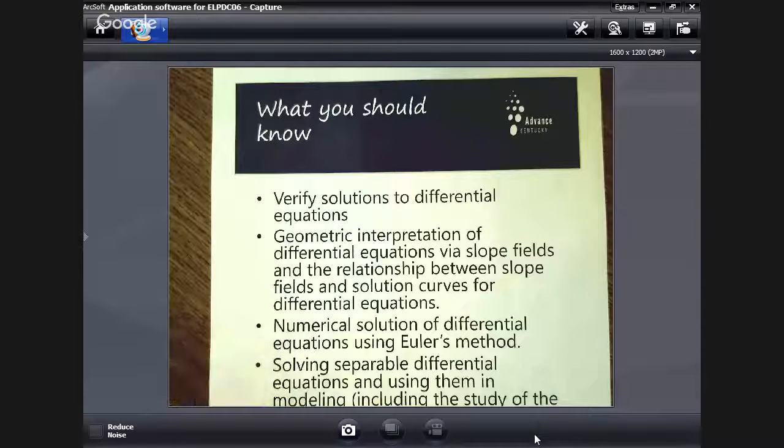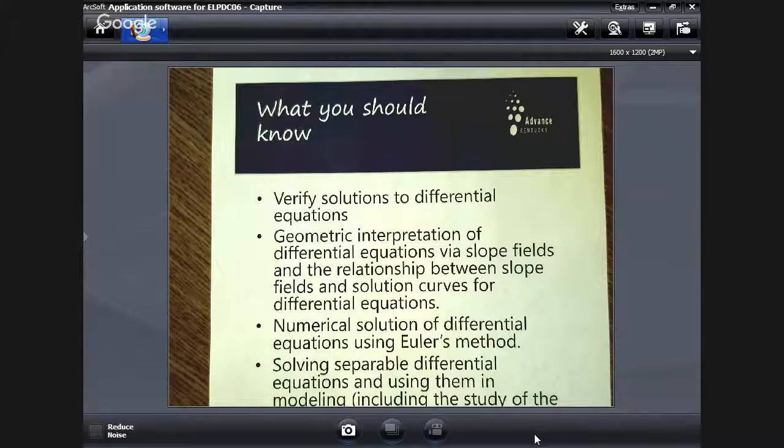What you should know, and this covers more than just the two topics I was talking about, is how to verify solutions to differential equations. So if it says something like y plus y prime equals 25, you should be able to put in your function y, the solution, and your y prime into the equation so that it all works out.